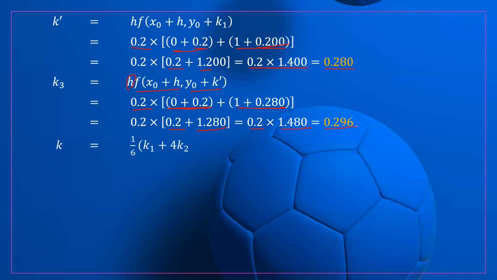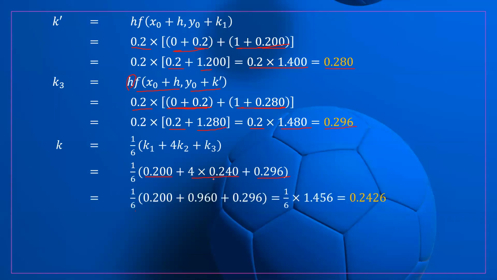Now we will calculate the value of K. It is the average of K1 plus 4K2 plus K3. So let us substitute the value of K1, it is 0.2. 4 times K2, it is 4 times 0.240, and the value of K3 is 0.296. So if we add it, multiplying this with the 4, we get 0.2 plus 0.96 plus 0.296, which is equal to 1 upon 6 into 1.456, and the answer is 0.2426. This is the value of K.